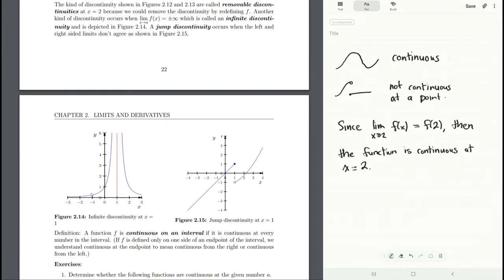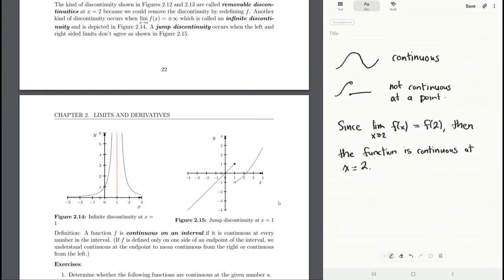Here we see that the function as x approaches 1 goes to infinity from both sides. So we have an infinite discontinuity when x equals 1. On the right graph, we have a function where as x approaches 1 from the left, it goes to a value of 1, and if we approach 1 from the right, the value goes to negative 1. So the left-hand limit goes to 1, the right-hand limit goes to negative 1, and there is a jump discontinuity at x equals 1.